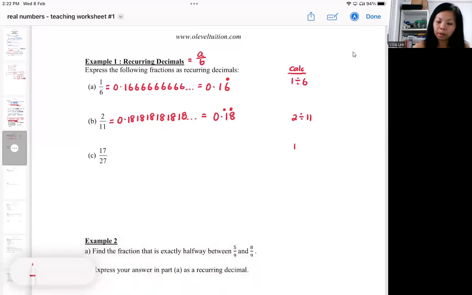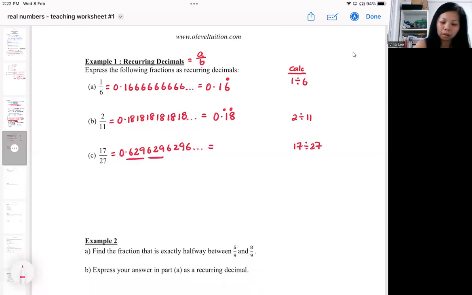The next one, if you press 17 divided by 27, you will get 0.629 and so on. So the repeating block is actually 629. Do I put 3 dots? No. We only put dots on the first and the last, so I will know that 629 is repeating. So the maximum number of dots is 2 dots.